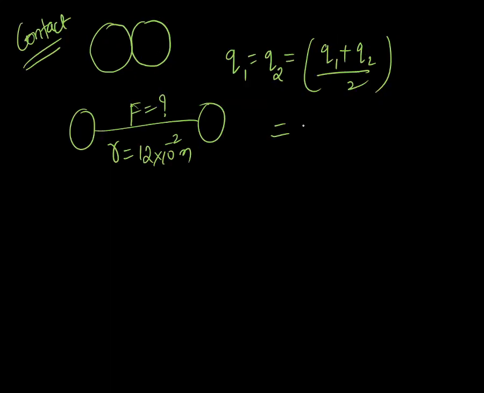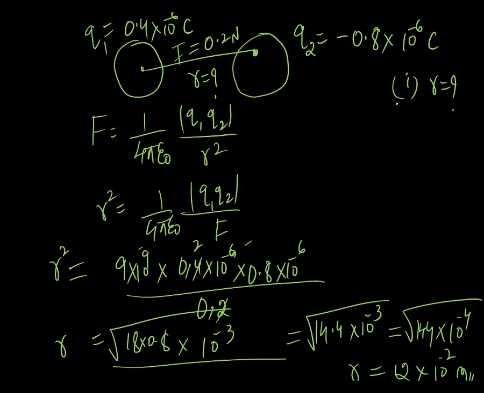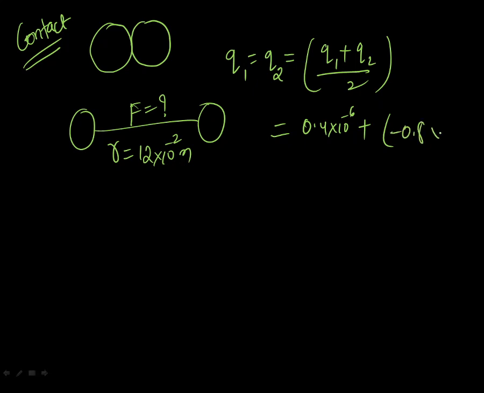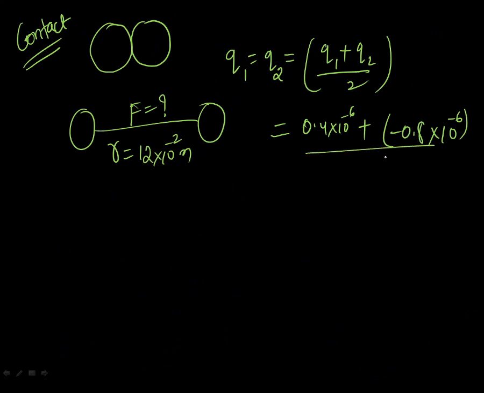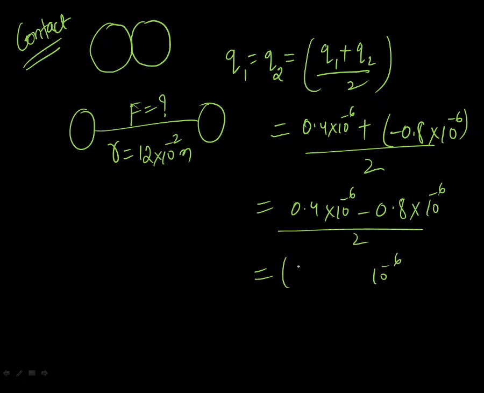The value of Q1 is 0.4 micro plus Q2 is negative. In this case, I will take minus as it is because for the mathematical average I'm not taking the magnitude here, divided by 2. So 0.4 into 10 power minus 6 plus, into minus is minus, 0.8 into 10 power minus 6. So 10 power minus 6 you can take common. Inside the bracket you will get 0.4 minus 0.8 divided by 2. So here you will get minus 0.4 by 2, which is minus 0.2 into 10 power minus 6.